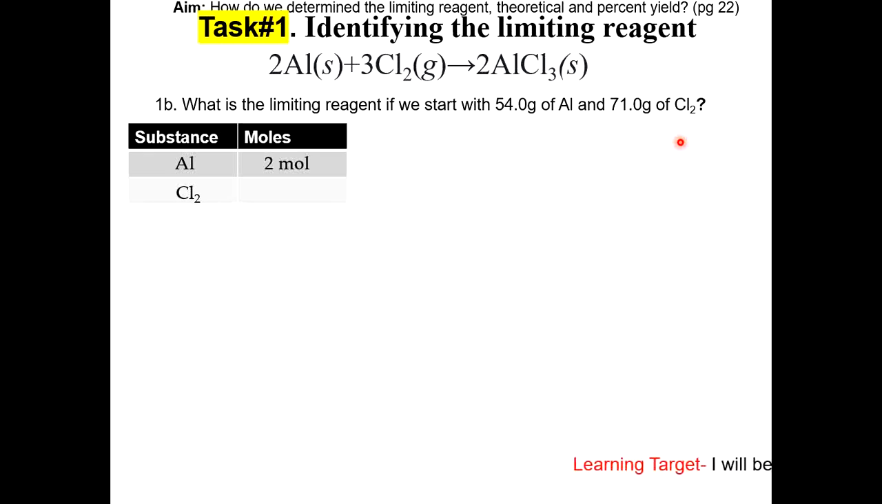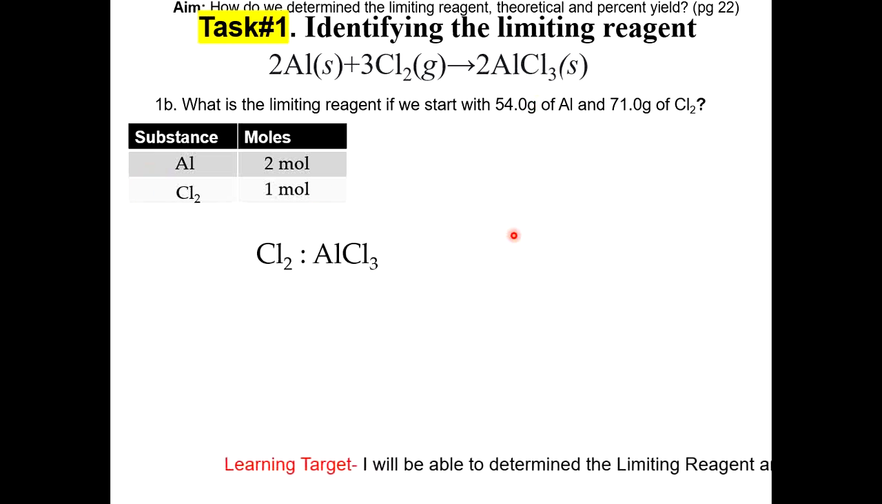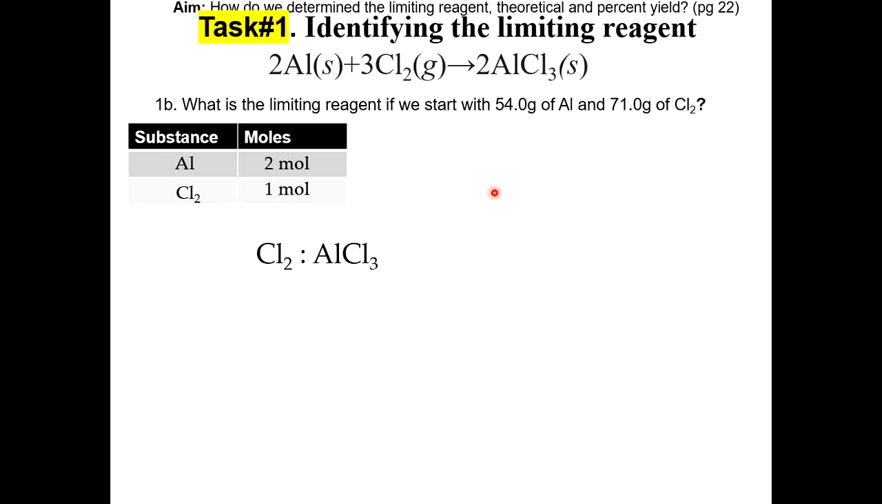This time, we have 2 moles of Al and 1 mole of Cl2. Next is to do a mole ratio between each reactant and the product. So let's start with Cl2 and AlCl3. Based off the chemical equation, the mole ratio is 3 to 2. We have 1 mole of Cl2. Therefore, we have 0.67 mole of AlCl3.